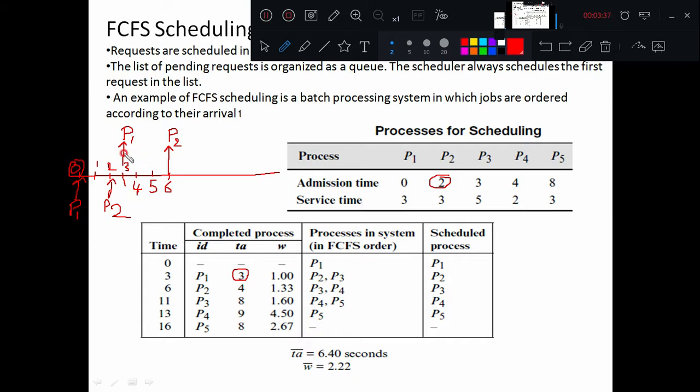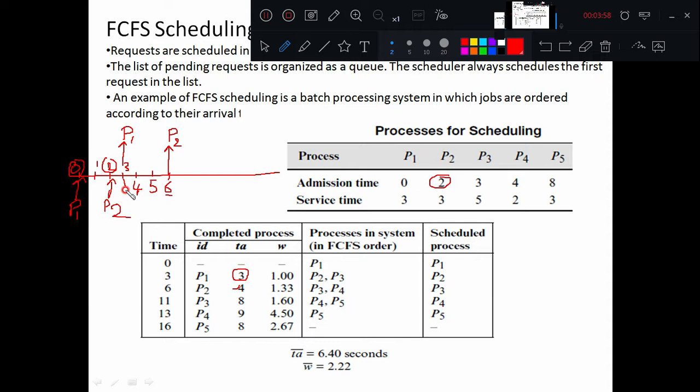Now what is the turnaround time for P2? It enters at 2, and it exits the system at 6. So what is the time difference? 6 minus 2, which is equal to 4, right? I hope you understood.